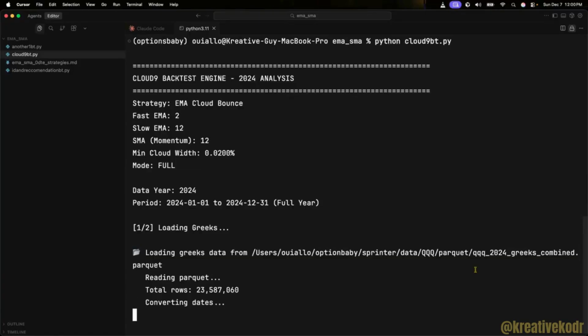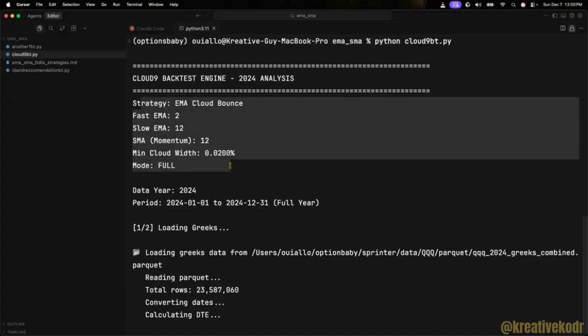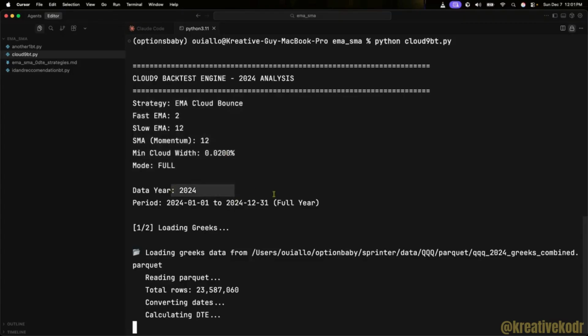2024. Bet. Now it's loading the Greeks. You just got to give it a moment. It's loading 23 million data points, right? You try to do something 23 million times and let me know how long that is going to take you to complete, fam. We already have our strategy rules, right? We're running it on 2024, and we're going to see how well the strategy does.